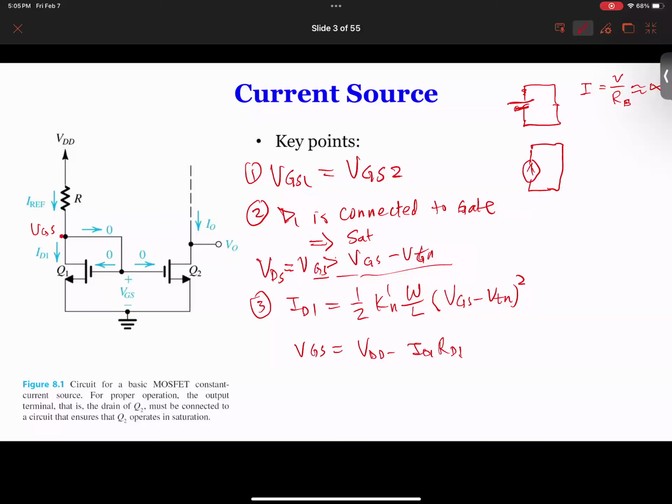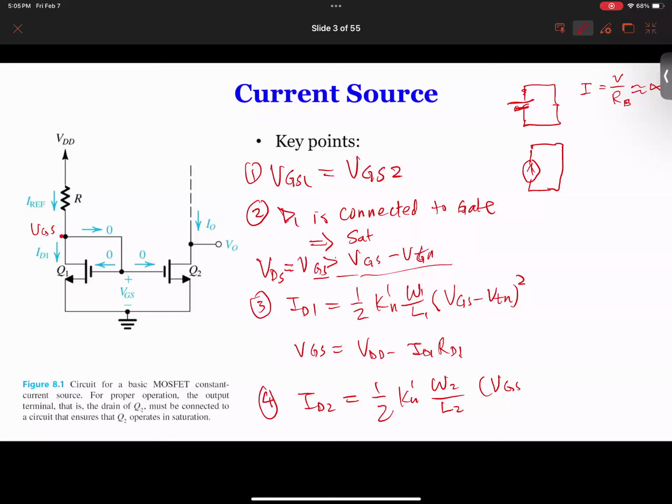So we need to plug this equation in here. We get a second order equation for ID1, and we can find ID1. Now the next step: now that we have found ID1, how do we find ID2? In order to distinguish this one, we will use W2 over L2.